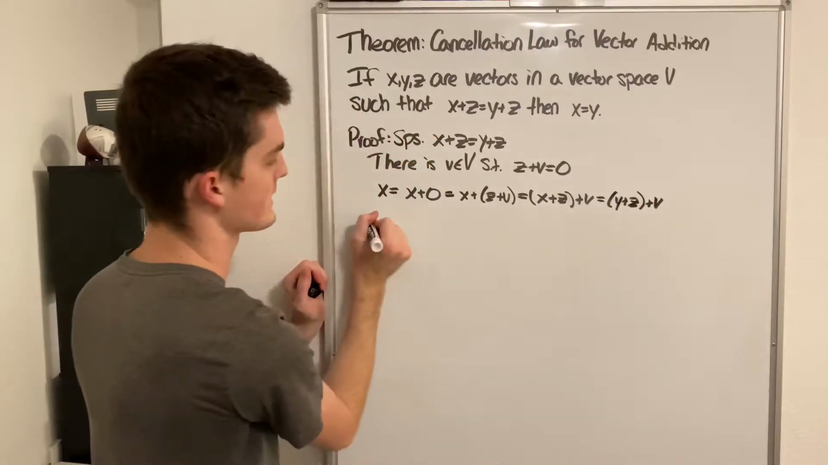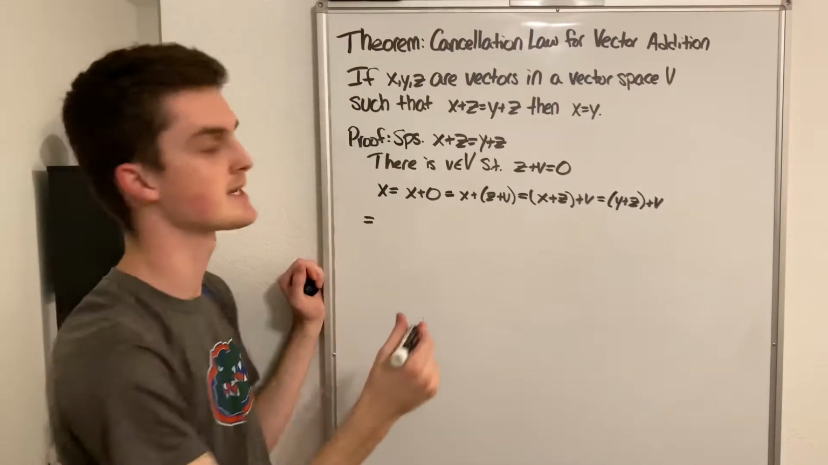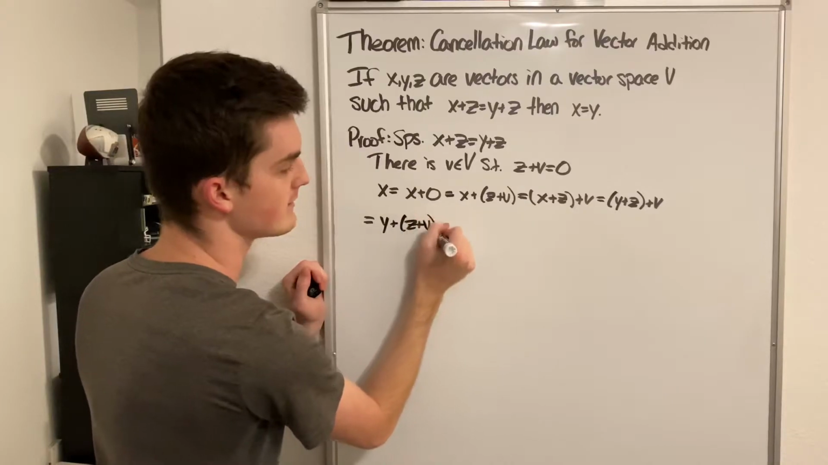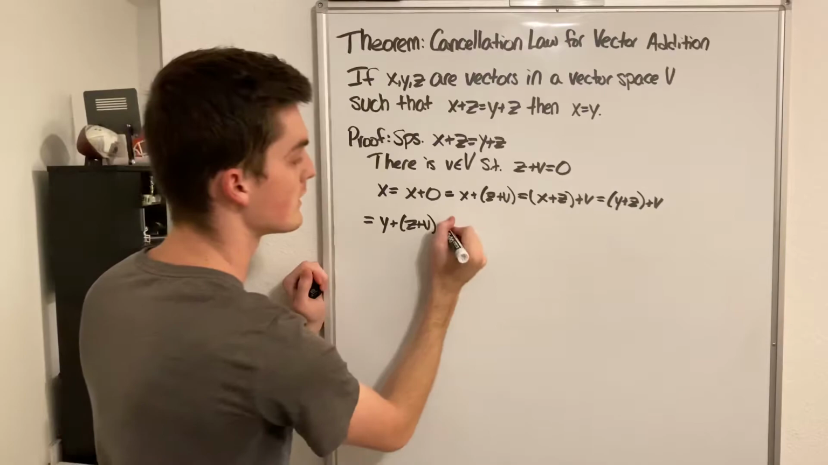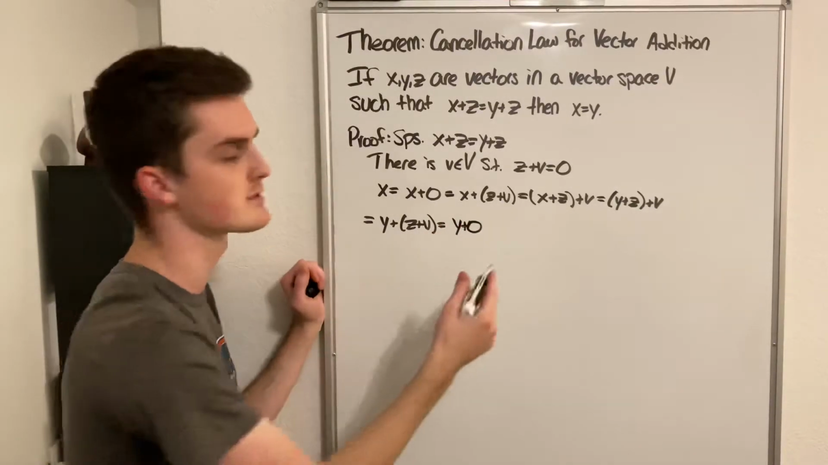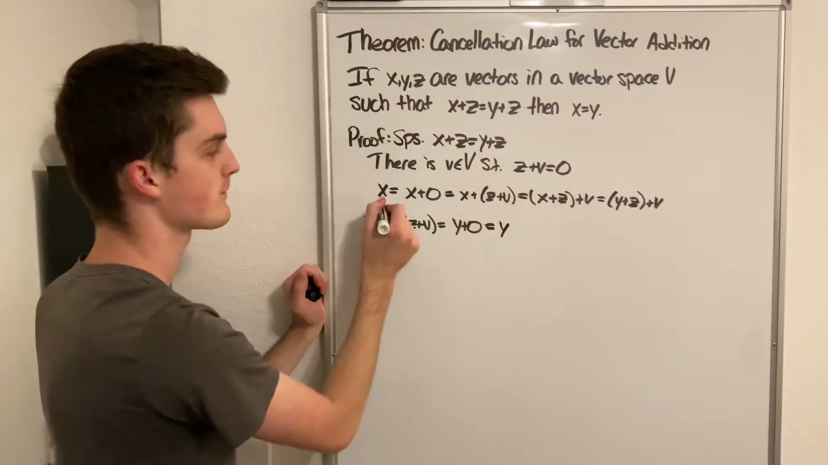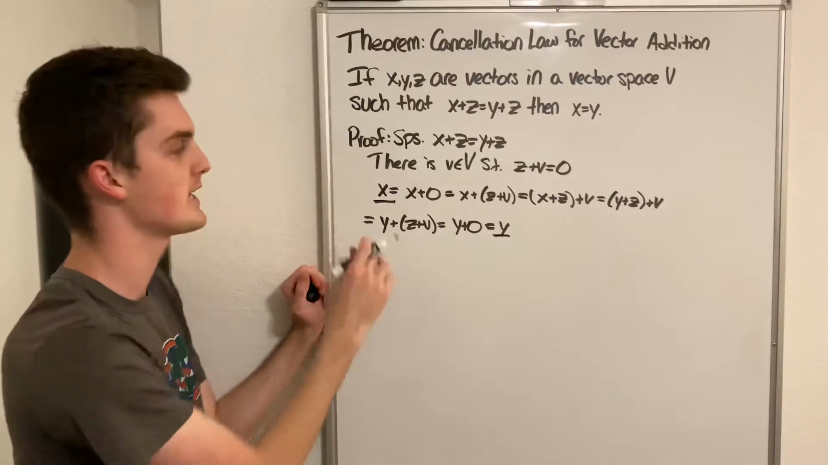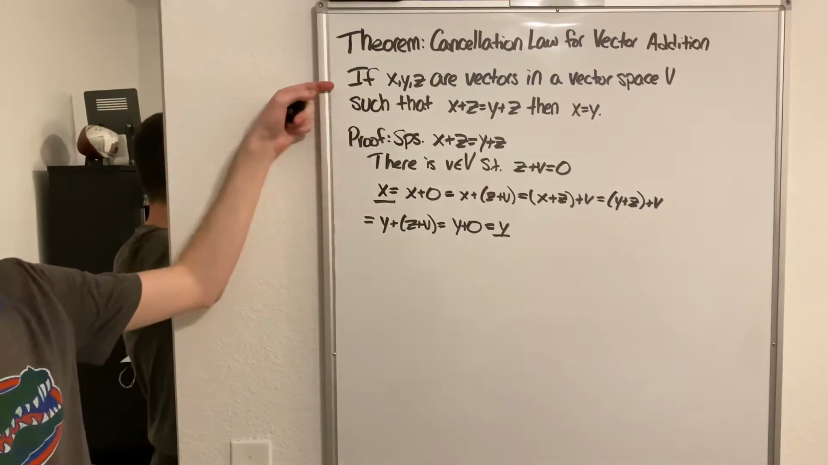And I'm just going to bring it down here. Well, (y plus z) plus v, again, is associative, so we can say equals y plus (z plus v). Well, z plus v, again, is just 0. So equals y plus 0. Well, y plus 0 is just y. So by looking at the first term, x, and our last term, y, we have established that x equals y. Again, just finishing our proof.